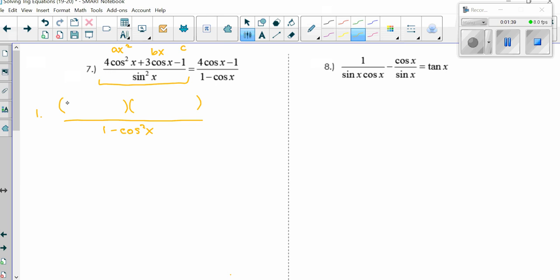This 4 is going to be a 4 cosine x. Cosine x. Factors of 1 are just 1 and 1, so there's a 1 here, there's a 1 here. I need this to be a positive 4 and a negative 1 so that I get that 3. Okay. Notice that nothing canceled here. These two binomials do not match the denominator, but I can factor the denominator.